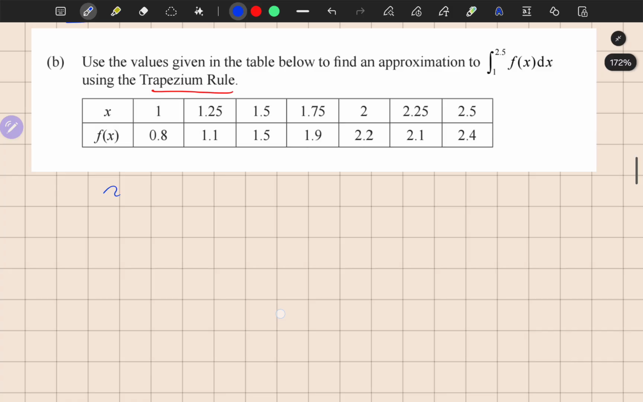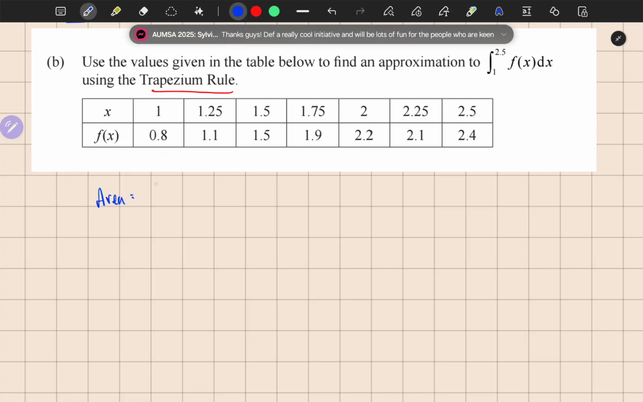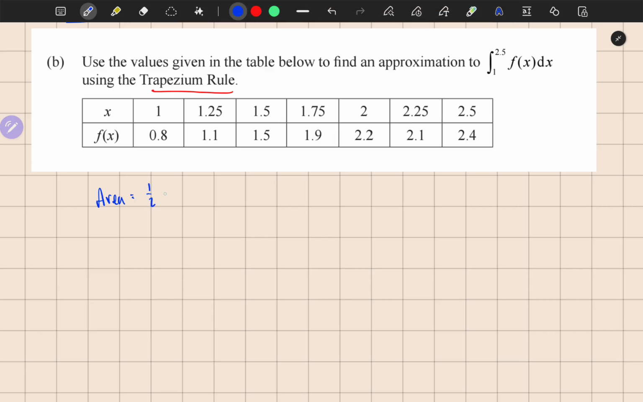The Trapezium rule we're going to recite is the area is equal to 1/2 times the regular interval distance times the first y value plus the last y value plus 2 times all of the other y values.